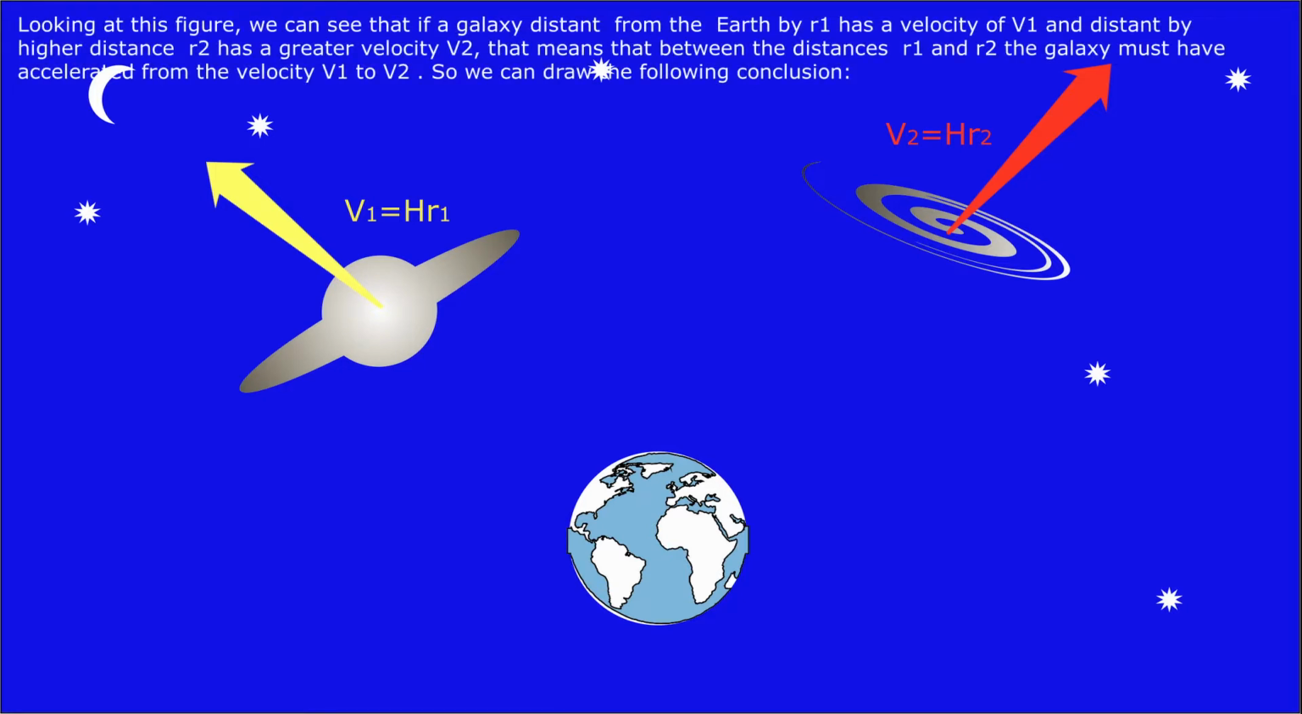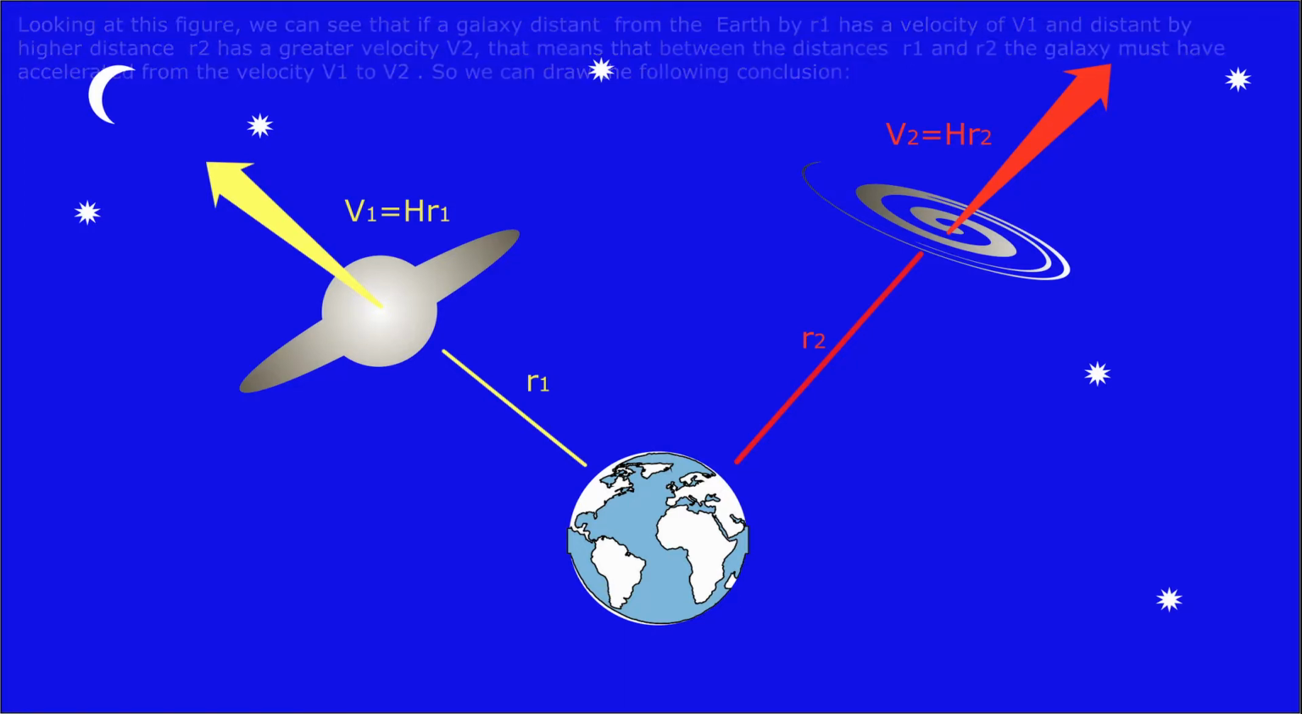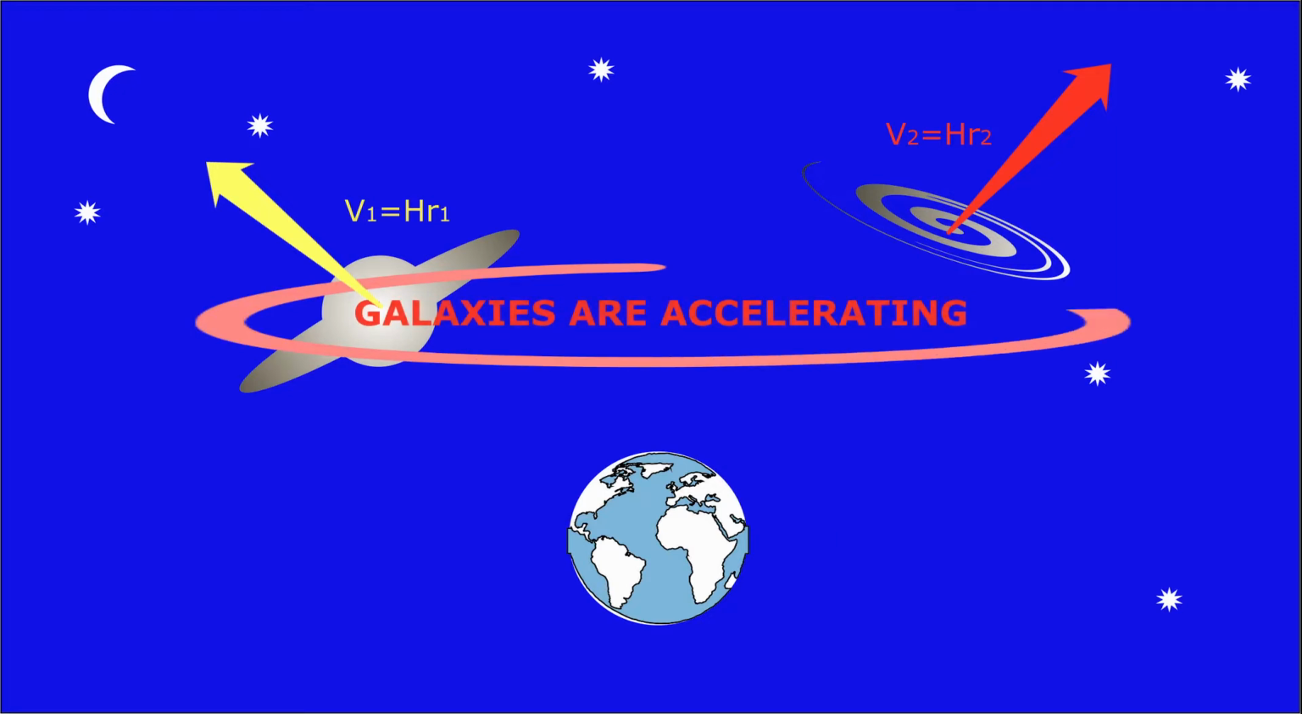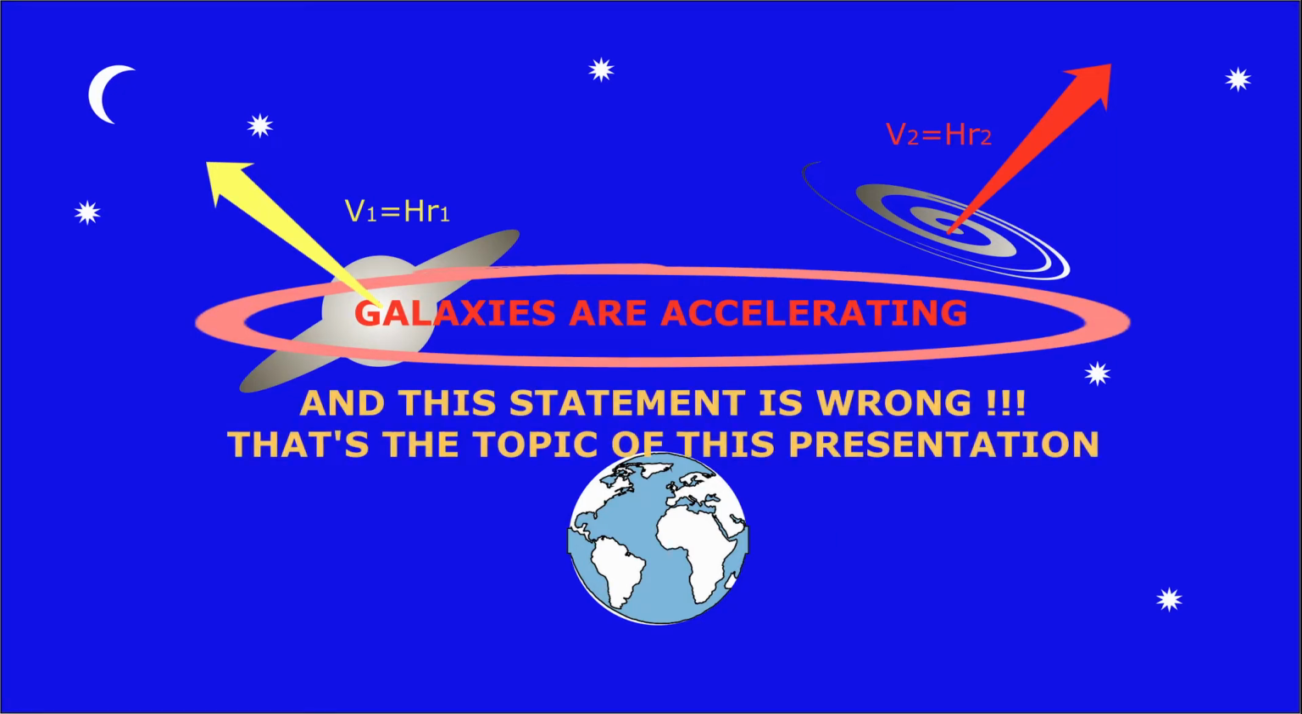Looking at this figure, we can see that if a galaxy distant from the Earth by r1 has a velocity of v1, and a galaxy at a greater distance r2 has a greater velocity v2, that means that between the distances r1 and r2, the galaxy must have accelerated from the velocity v1 to v2. So we can draw the following conclusion. Galaxies are accelerating, and this statement is wrong. That's the topic of this presentation.